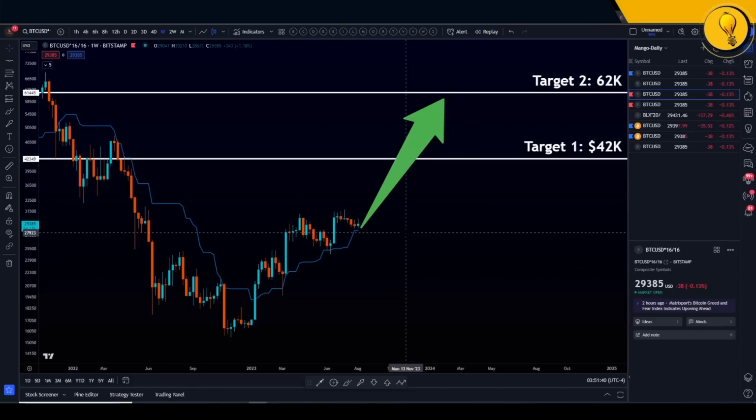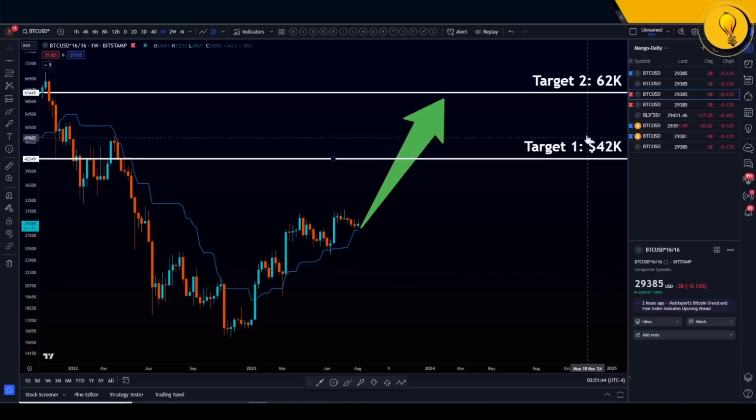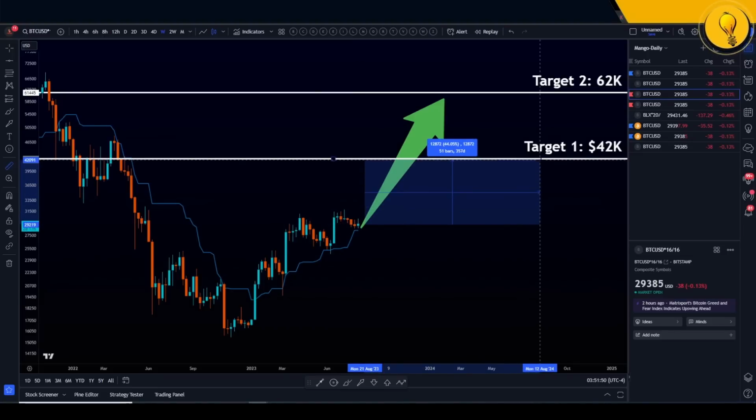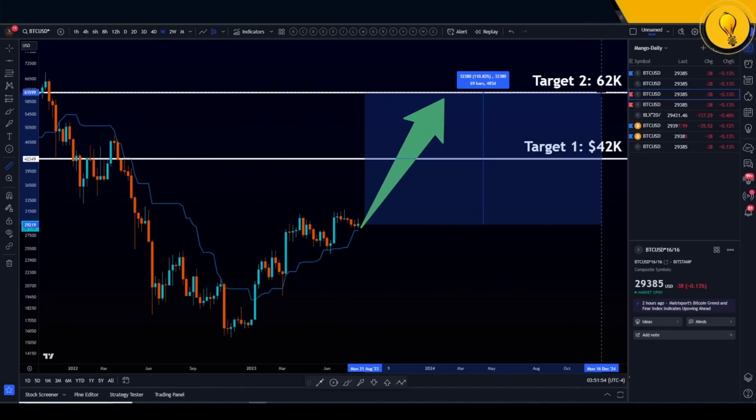All right, so since we're still bullish, what are the targets? Guys, the targets have not changed. 42K first stop, second stop, 62K. From where price is at right now to $42,000, that's going to be a good 44% to the upside. To around $62,000, that's going to be a good 2x from where price is at right now. So there's still a lot more left on the macro trade for Bitcoin.